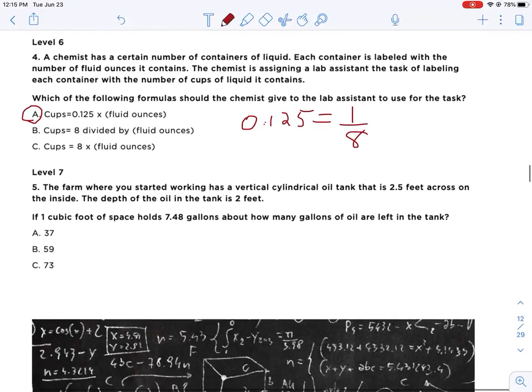Let's look at number 5. The farm where you started working has a vertical cylindrical oil tank that is 2.5 feet across. Now, I can't draw, but we're just going to draw a pretend little picture. It is 2.5 feet across. The depth of the oil in the tank is 2 feet. If 1 cubic foot of space holds 7.48 gallons, how many gallons of oil are in the tank?